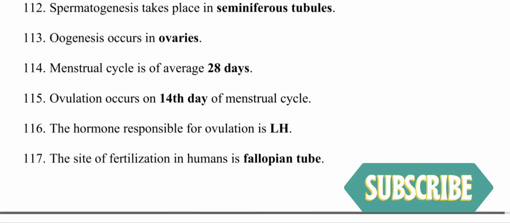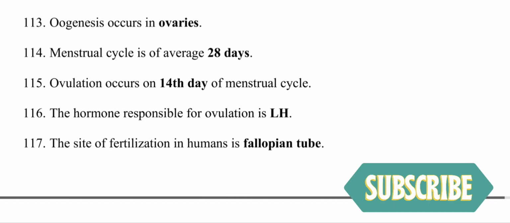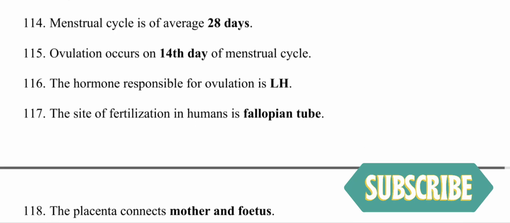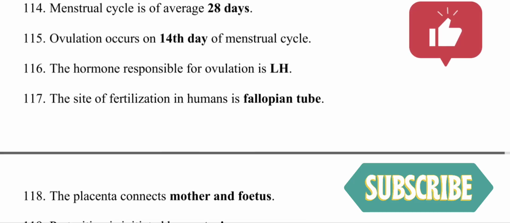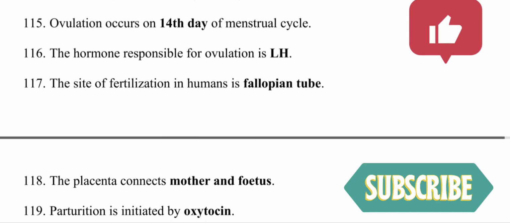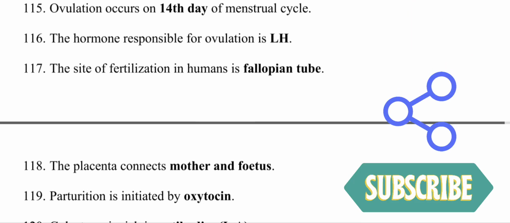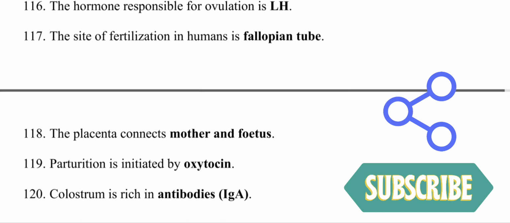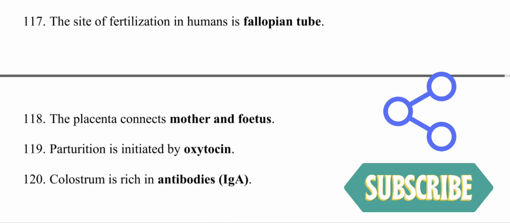114. Menstrual cycle is of average 28 days. 115. Ovulation occurs on 14th day of menstrual cycle. 116. The hormone responsible for ovulation is LH. 117. The site of fertilization in humans is fallopian tube.